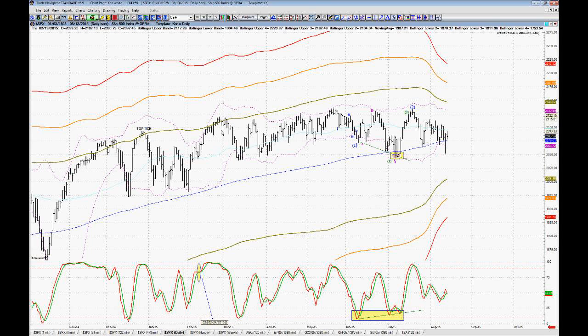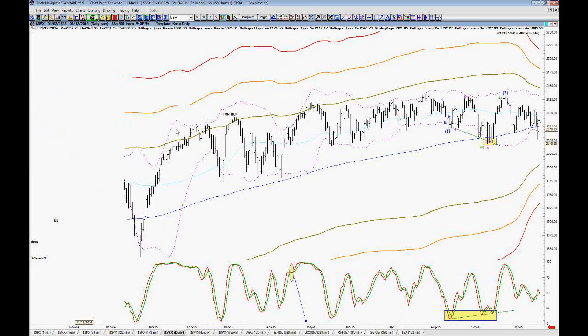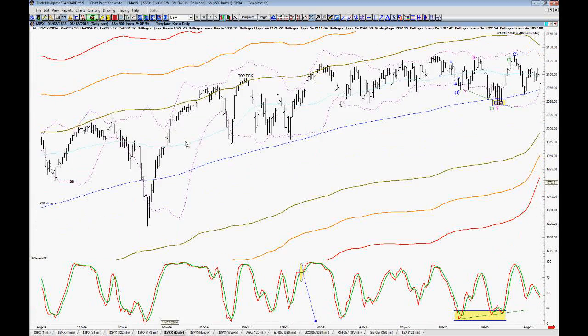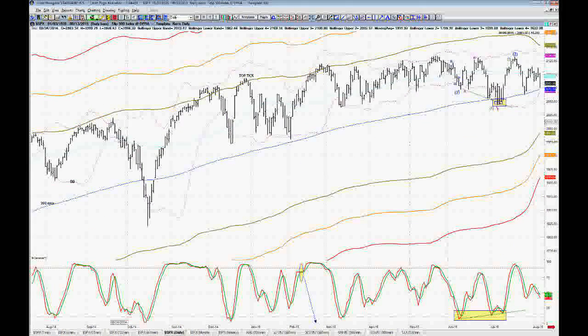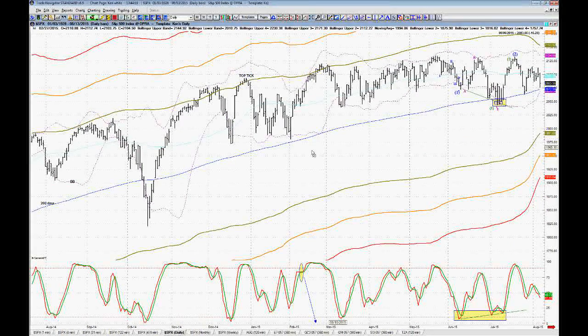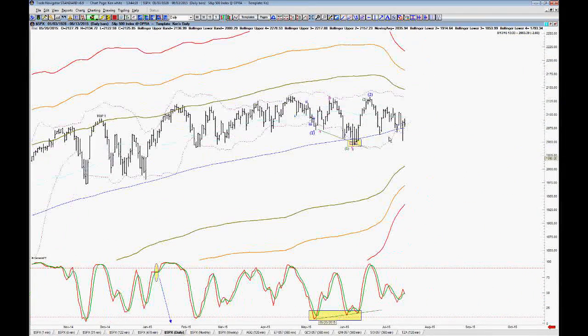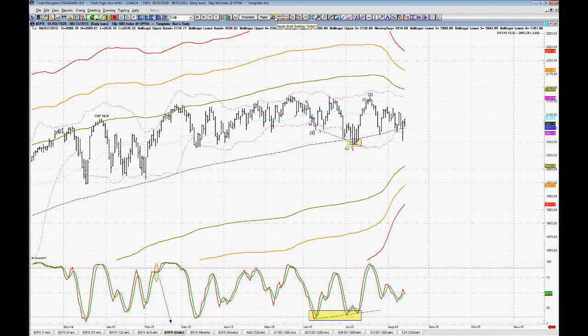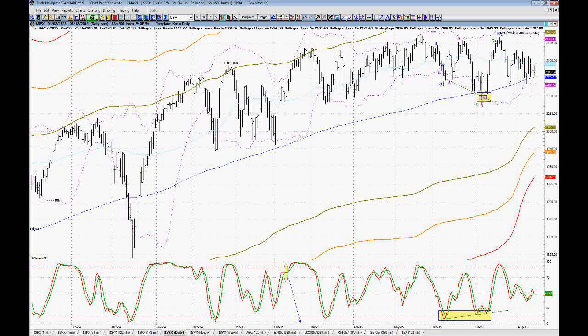Back here in February, that was a sell signal, as it was in December of 2014, as it was in November of 2014. But right here again in the middle, no signal. Let's look at something that might have a signal happening.